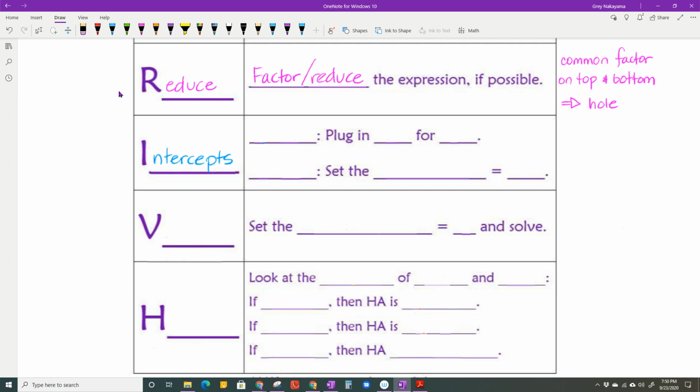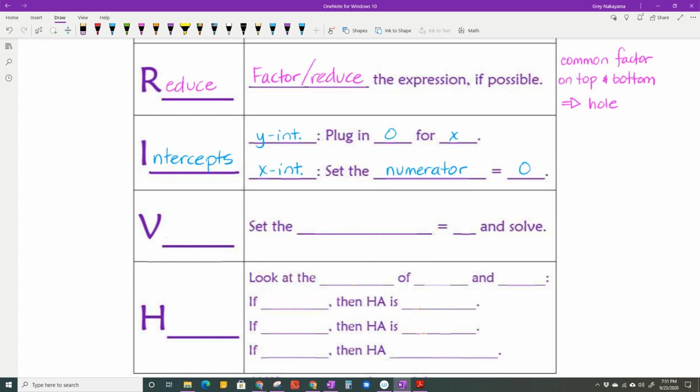The I stands for intercepts. You have a y-intercept and an x-intercept. Okay, the y-intercept you're going to find by plugging in 0 for x. All right, the x-intercept, you can plug in 0 for y, the same thing, but it's easiest if you just remember to set the numerator equal to 0. Okay, and again, you're going to see it as I go along. I'm going to do lots of examples for you.